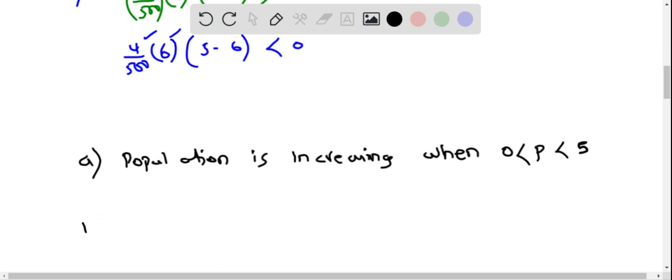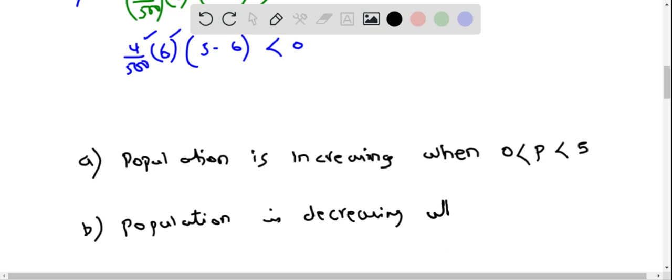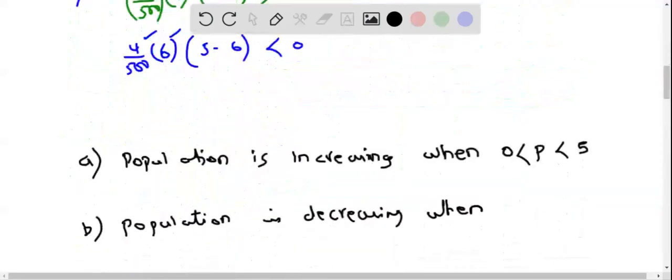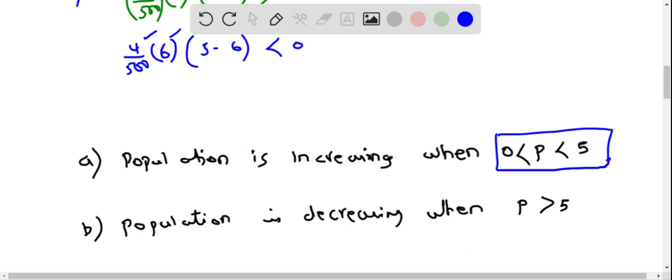Now let's answer part B. And here we have to write down the decreasing interval for the population. So we write the population is decreasing when P is greater than 5. So here we write P greater than 5. So we have identified the increasing and decreasing intervals of the population.